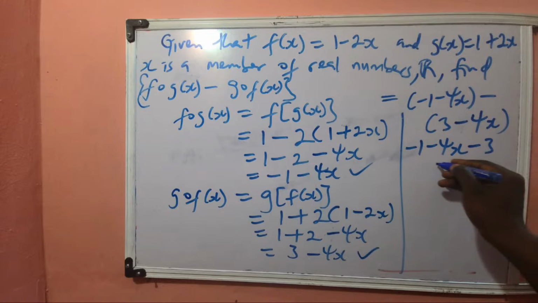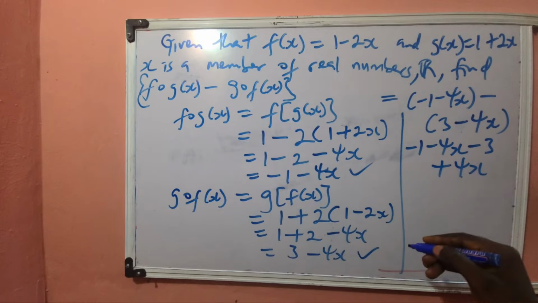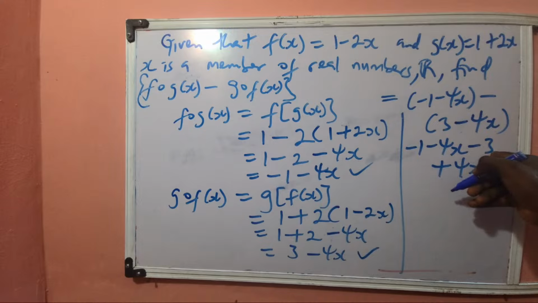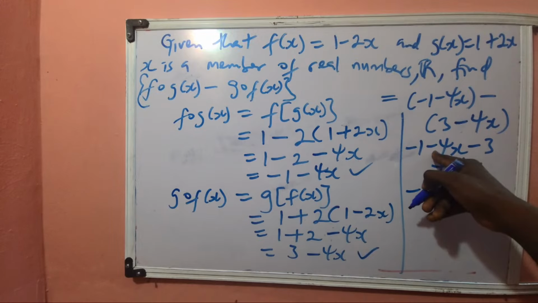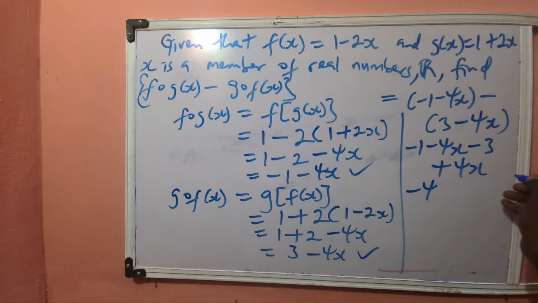minus 3 plus 4x. Minus 1 minus 3 will give me a value of minus 4. Minus 4x plus 4x will give me a value of 0. So therefore, my final answer will give me minus 4, negative 4. You see how nice this can be? You see how nice these questions are?